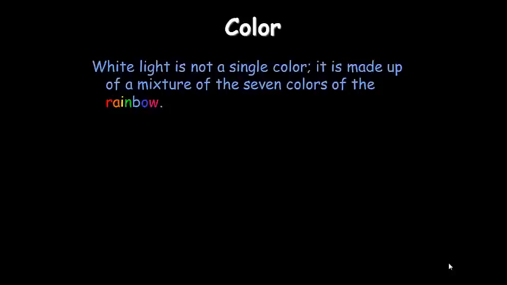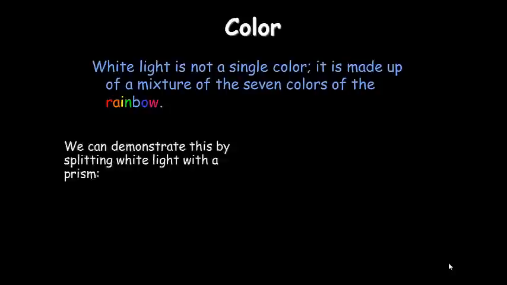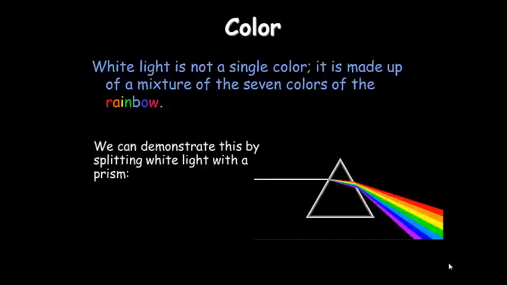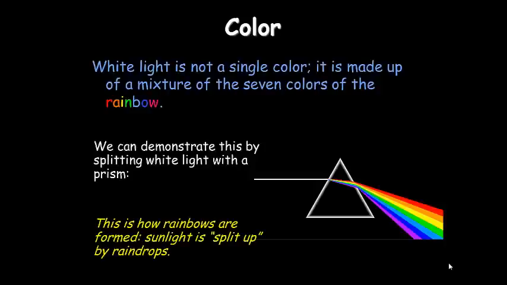White light is not a single color, but simply it's made up of a mixture of the 7 colors of the rainbow. We can easily demonstrate this fact by splitting white light with a prism. The beam of light enters the prism from the left, then as it refracts through the prism, all of the different wavelengths get bent. This is actually how you get a rainbow. The sunlight gets split up by the raindrops that are in the air.